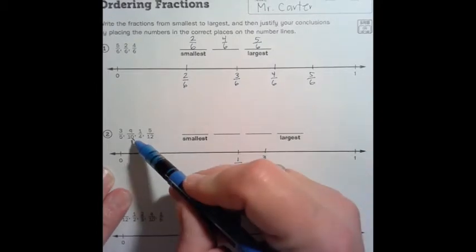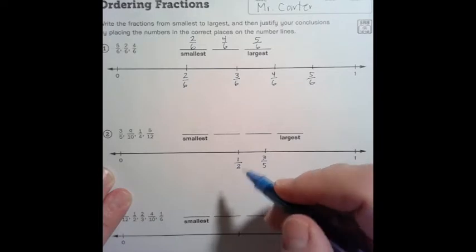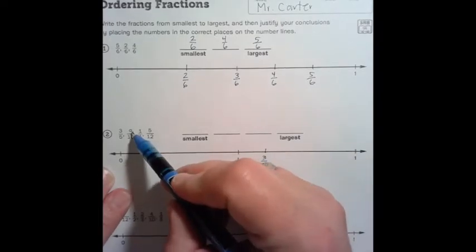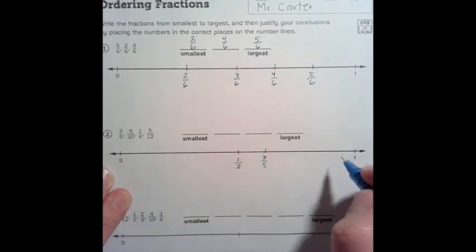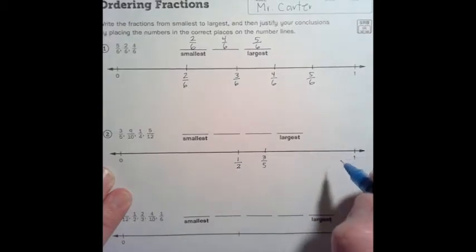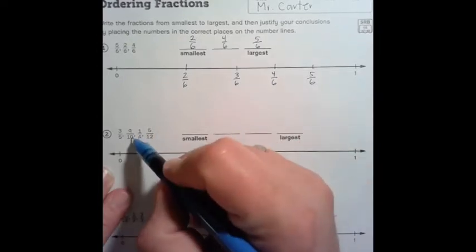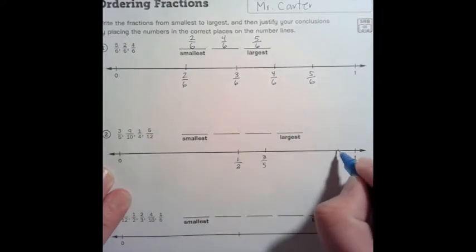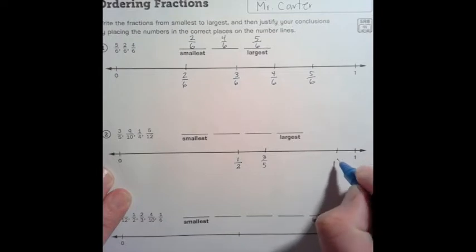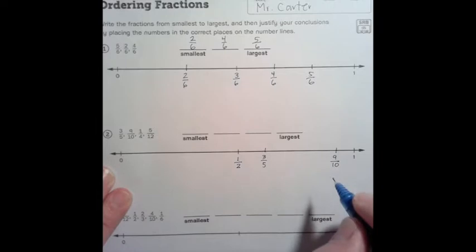If we look at 9/10, half of 10 would be 5, so 9 is quite a ways away from 5. We would have to put it very close to the 1, because we know that 10/10 would be a whole. So 9/10 would go really close to the 1, because it's only 1/10 away from our whole.